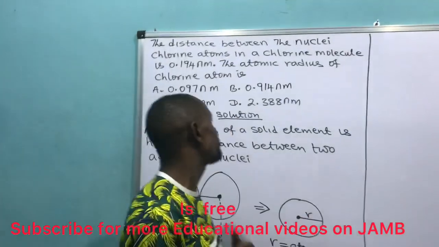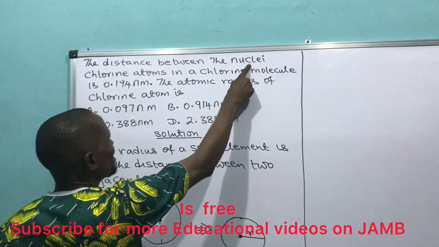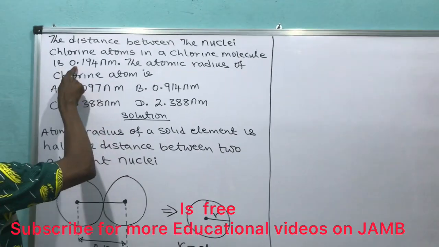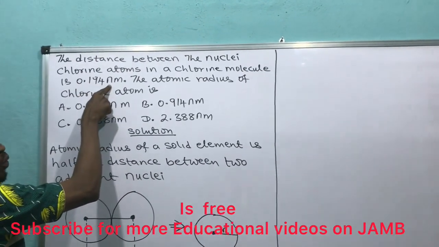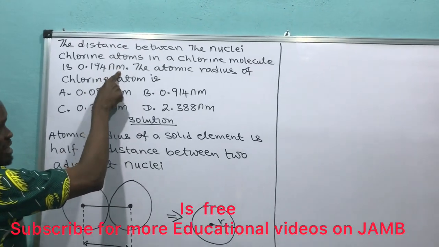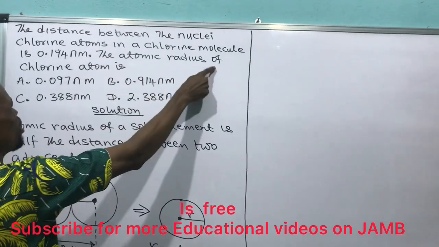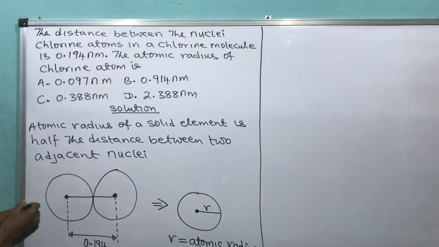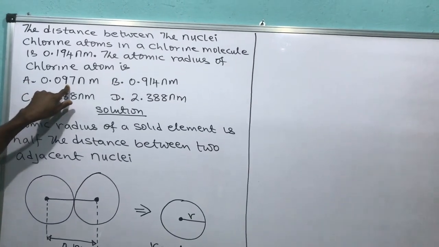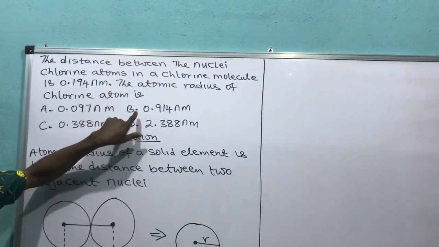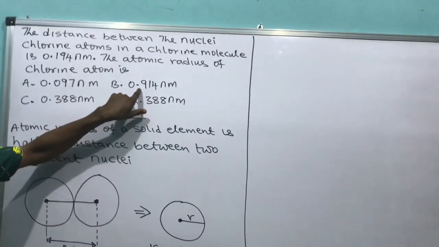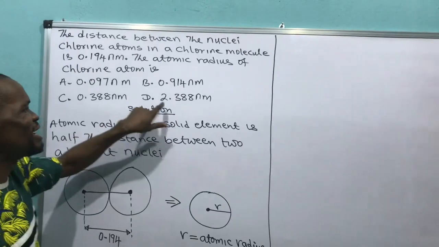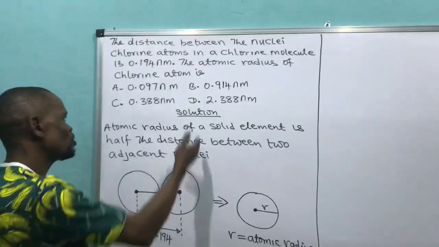So can we go to the question we have? The distance between the nuclei of chlorine atoms in a chlorine molecule is 0.194 nm. This N stands for nanometer. The atomic radius of chlorine atom is dash. Option A says 0.097 nanometer. Option B says 0.914 nanometer. C says 0.388 nanometer. D says 2.388 nanometer. We now say solution.